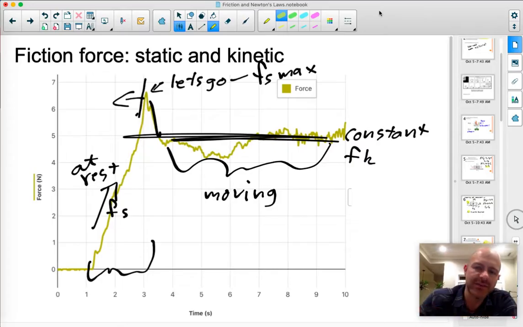Then there's this relatively constant mode here where it is moving, we would think probably at constant velocity. The fact that it's not perfectly flat leads me to believe it's accelerating a little bit there. But that's the constant kinetic frictional force as it gets pulled along the surface.